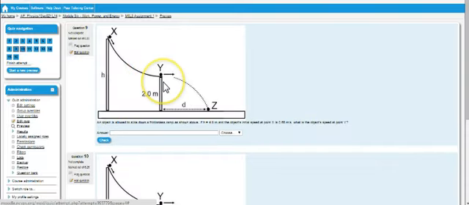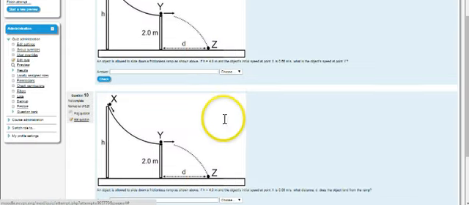Okay, in this situation, you have to realize that there's a transfer of gravitational potential energy to kinetic energy. The launch is a horizontal launch as indicated by the velocity vector here, so you have to use energy to figure out how fast it's going, and then you use projectile motion to figure out how far it goes, or what the range or the distance is.